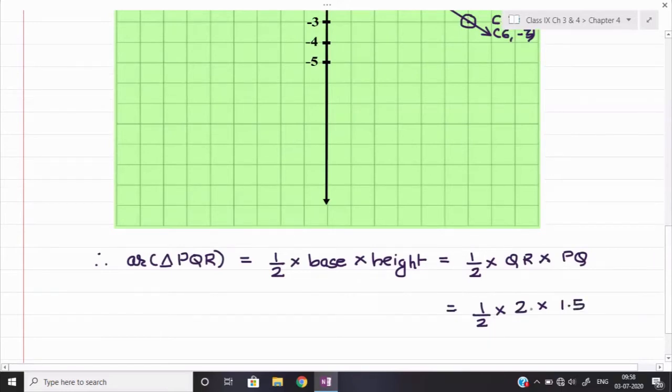Now you observe 2 and 2 got cancelled. So this will remain 1.5. Now what is the unit of this area? We don't know, it is centimeter or meter. Okay, so we shall write down the unit as square units. Square units. Okay, and hence this question gets complete.